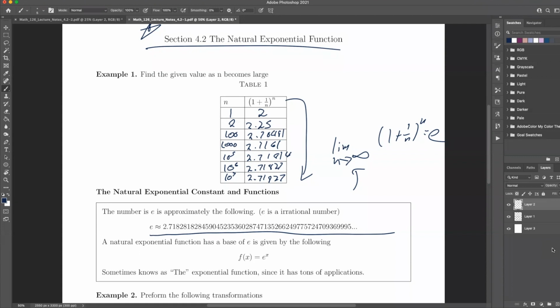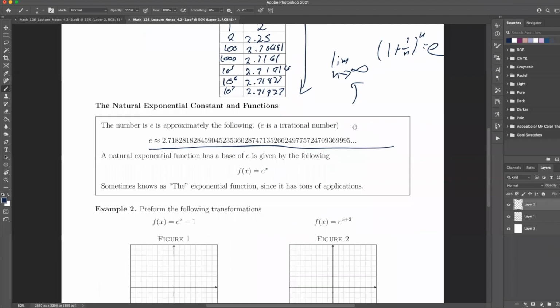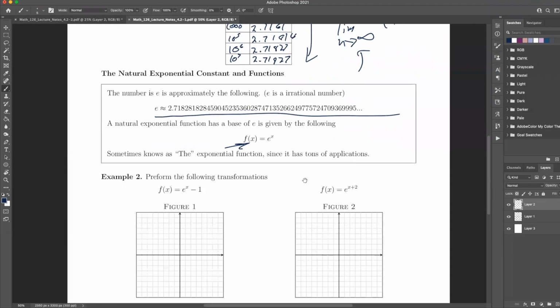It appears a lot in math, it appears in differential equations, and therefore it appears in other things. Anyways, this is the natural exponential function, so we call this e to the x, sometimes known as the exponential function. So if they say the exponential function, they're talking about this one.